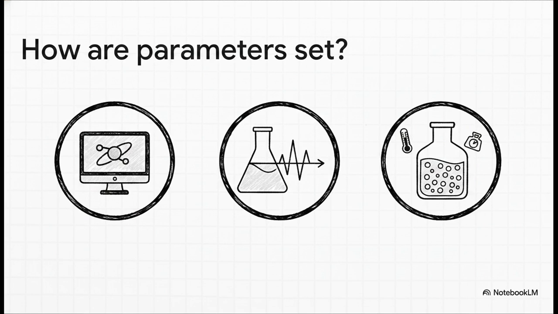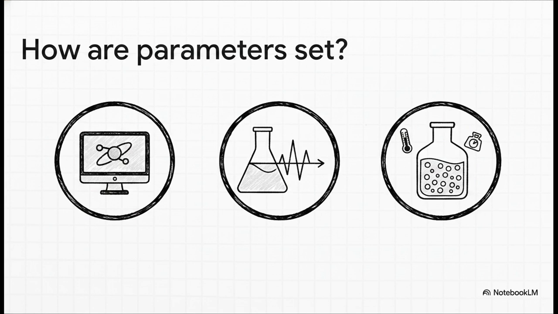Scientists use super high-accuracy quantum mechanical calculations on small, simple molecules to get a baseline. They look at real-world experimental data from things like spectroscopy, and this is a big one. They run simulations of simple liquids, like a box of water, and they tweak the parameters over and over until the simulation's properties, like its density or boiling point, match what we see in the lab.